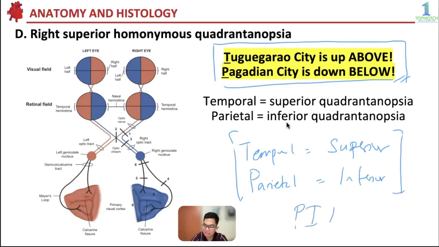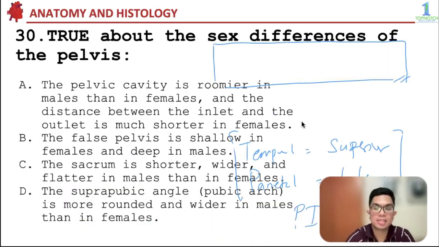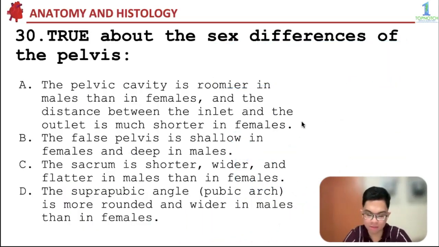They use the mnemonic PITS. So, parietal inferior, temporal superior. Okay? So, choose your poison na lang. Okay? Sige. So, next question tayo. Question number 10. Okay.